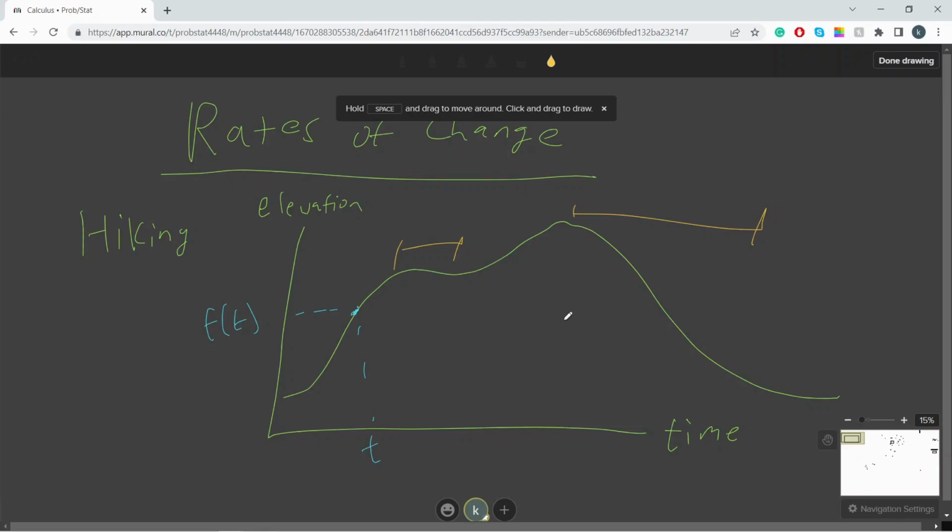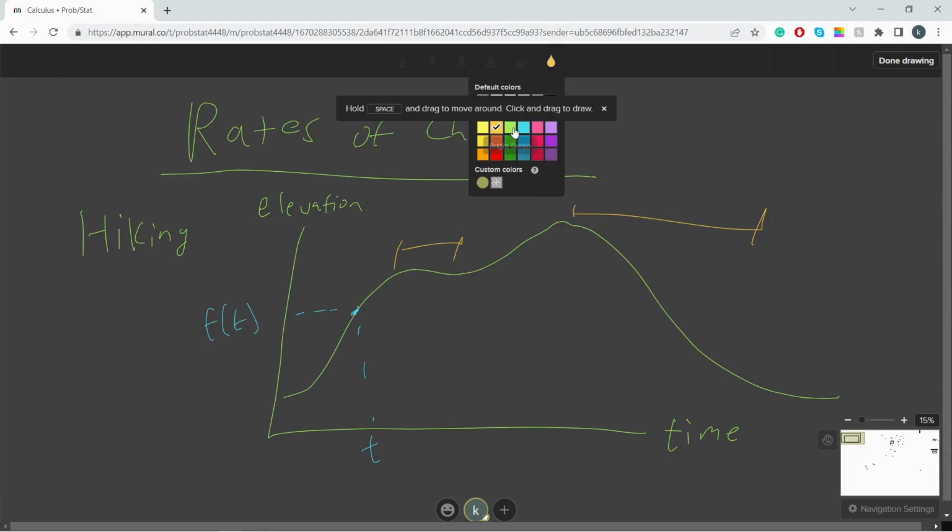We need some sort of a tool to be able to tell us. The decrease in elevation right here might not be as drastic as the decrease in elevation here, for example, in this hike. So because we want to analyze the change in elevation, the limit is not really going to help us in this context. Because the limit can tell us when we approach a given time t, the value of the elevation approaches this value called f of t. We need a way to analyze the change in elevation at a given time.